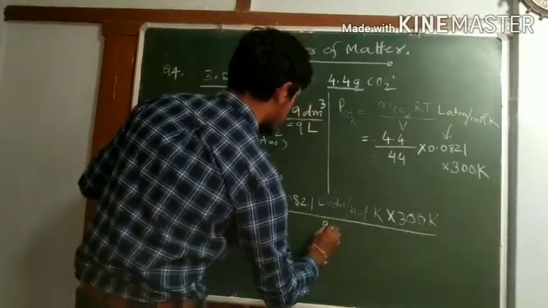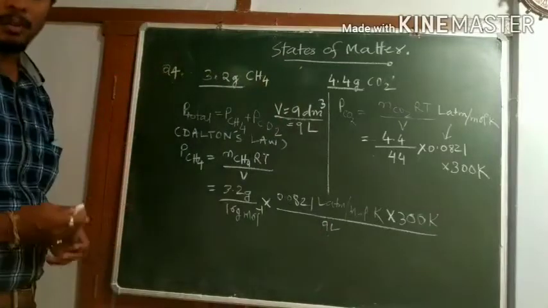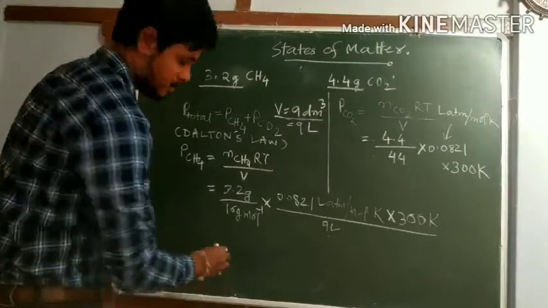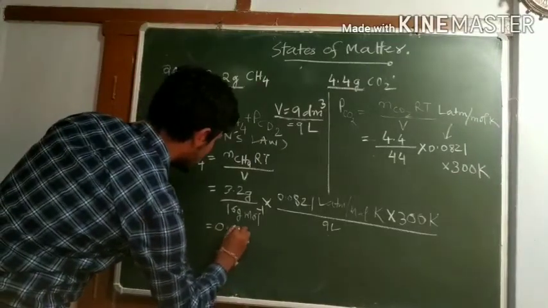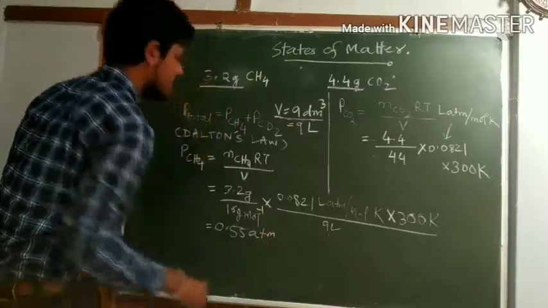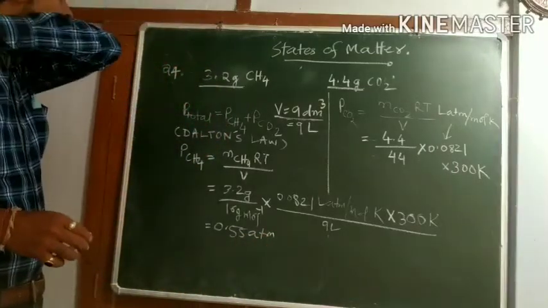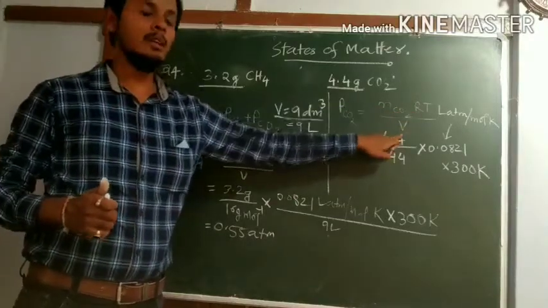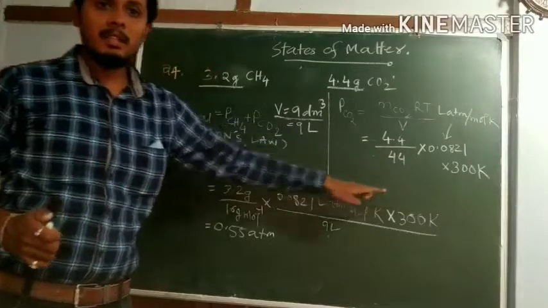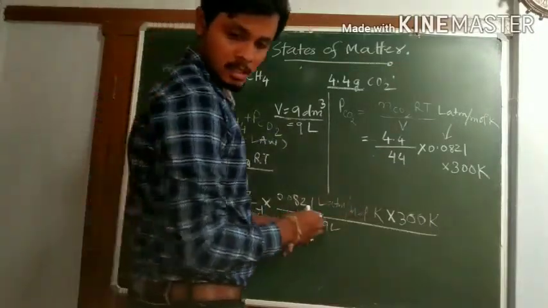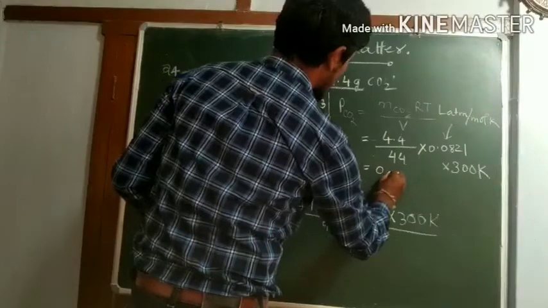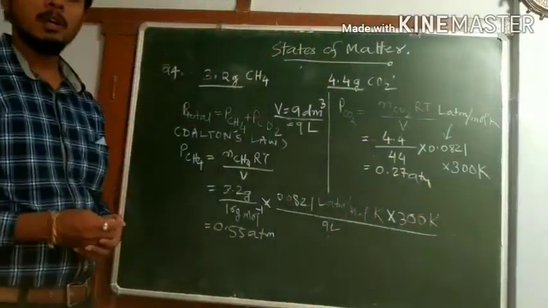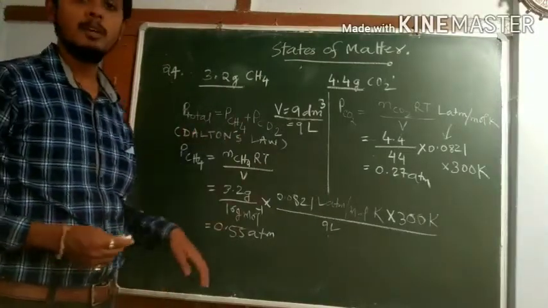The volume is given by 9 liter. So if we find it out, the pressure comes out to be 0.55 atm. Similarly, we find the partial pressure for CO2, number of moles of CO2 into RT by V. So if we do it like this, we get the partial pressure of CO2 as 0.27 atm.